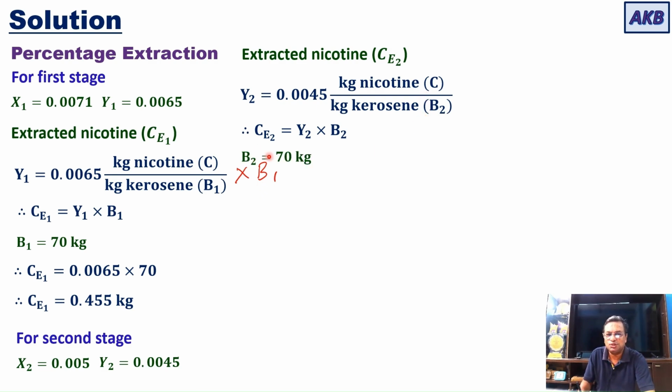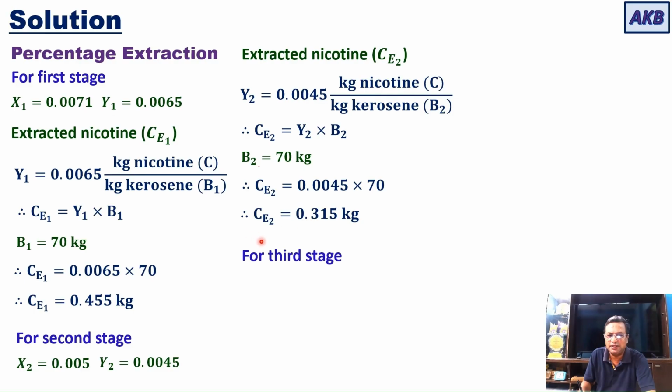So therefore Ce2, that is kg nicotine, quantity of nicotine in the extract of second stage, will be capital Y2 into B2, and B2 is 70 kg, therefore Ce2 will be equal to 0.0045 into 70 because Y2 is 0.0045. That gives me Ce2 as 0.315 kg. That is amount of nicotine obtained in the extract from second stage is 0.315 kg. Now let us do the calculations for third stage.